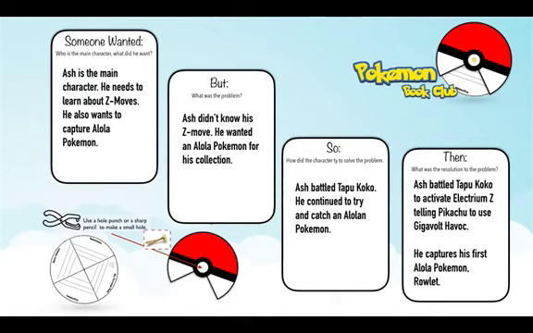Okay. This is the long one for me. It may not be long for you, but Ash battled Tapu Koko to activate his Electrium Z, telling Pikachu to use Gigavolt Havoc. If you think the same thing, you can write that down. If not, use your own words. I really encourage you to write your own summary sentence, and 1 simple sentence is enough. Finally, to solve the second, that he doesn't have an Alolan Pokemon, he captures his first Alolan Pokemon, Rowlet.